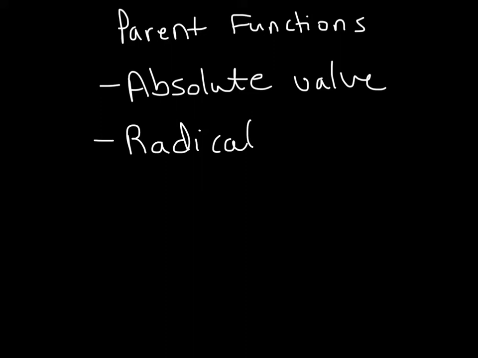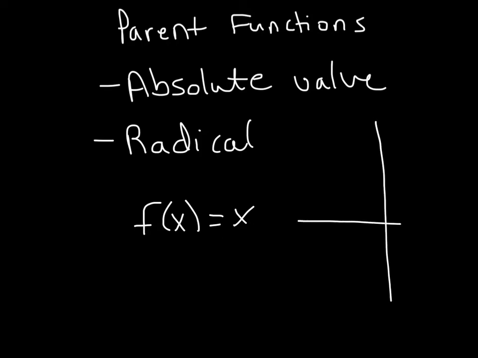So for example, probably one of the most common parent functions is f of x equals x, or y equals x. And to graph that, it's linear, we know that. It's got a slope of 1, and it just kind of bisects these quadrants here.